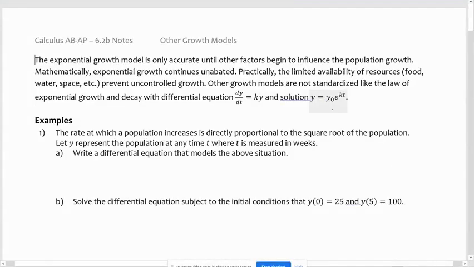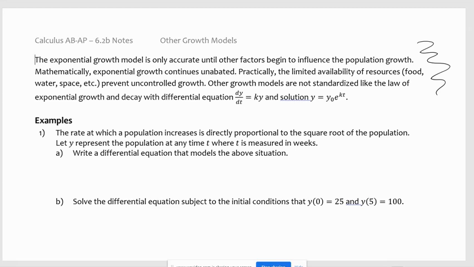We're going to split these notes up into two videos because they're kind of long. This is 6.2 notes, but a different part of it. We're going to talk about other growth models.